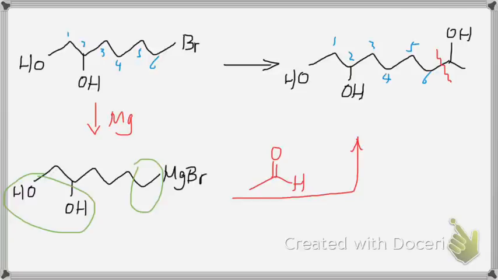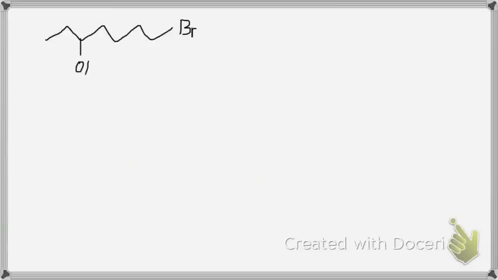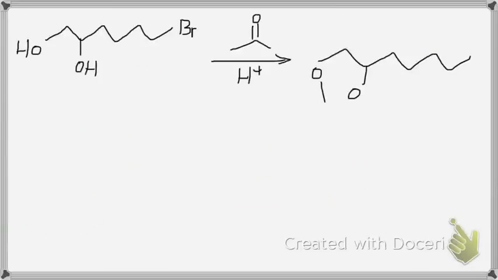To protect vicinal diols like this, we can use acetals or ketals. So now we need a ketone to react with these two OH groups, right? So the strategy we will use is to react with acetone. Two OH groups react with the same acetone carbonyl. Then we will form a cyclic ketal in this case. This cyclic ketal protects the two OH groups.